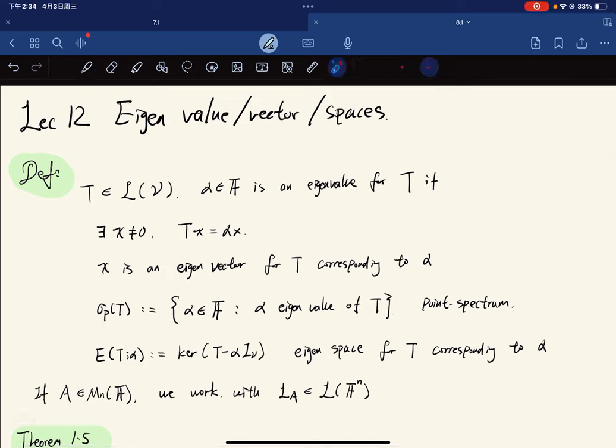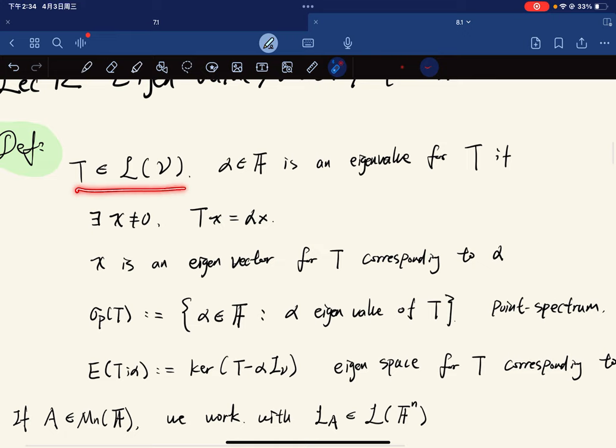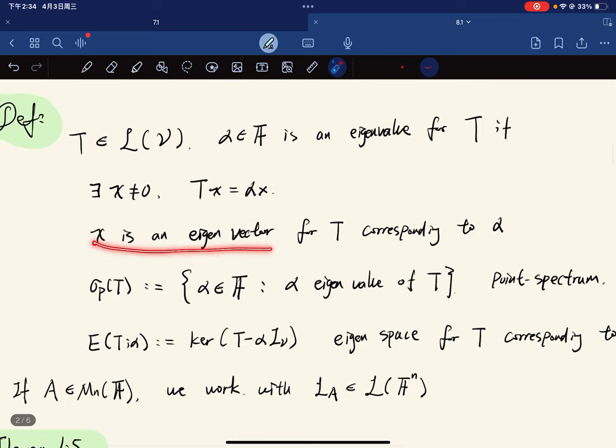All right, so this lecture we're going to start on the knowledge of eigenspaces, eigenvalues, eigenvectors. So first, the definition. Given an operator T, a scalar alpha is an eigenvalue of T if we have a non-zero vector x such that Tx is equal to alpha x. So this is an eigenvalue if there exists a non-zero x such that we have this, so that the map is really simple. So x is an eigenvector for T corresponding to alpha, so we call this x.